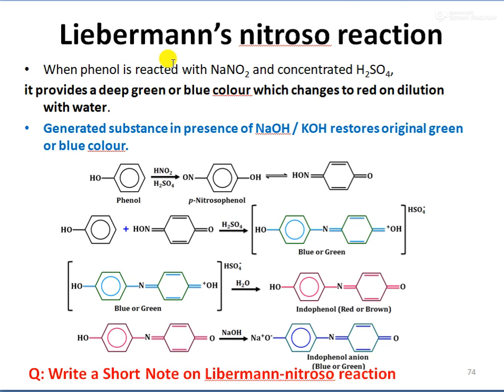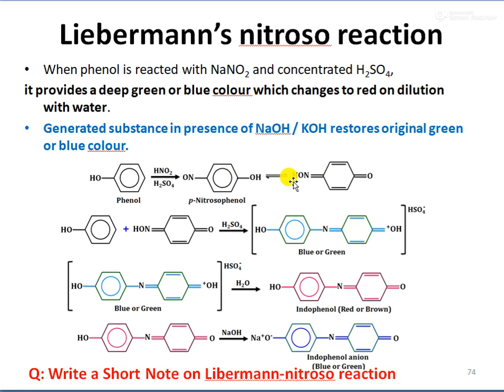Then we discuss Liebermann's nitroso reaction. Here a phenol is reacted with sodium nitrite and concentrated sulfuric acid. So this is the whole process here. In the first step, when a phenol is treated with nitrous acid, we always get a nitroso group at the para position. This nitroso group always undergoes tautomerization and is converted to an N-OH. An OH bond will be formed, and this resonance structure will be lost.